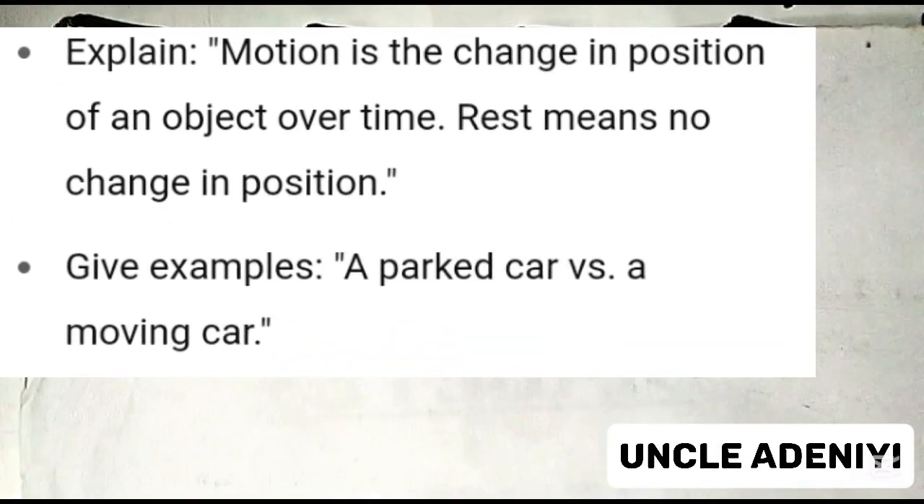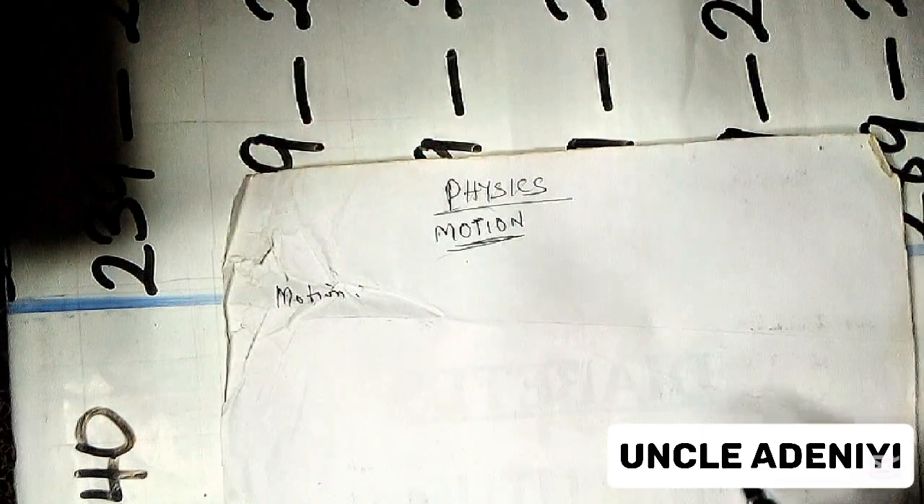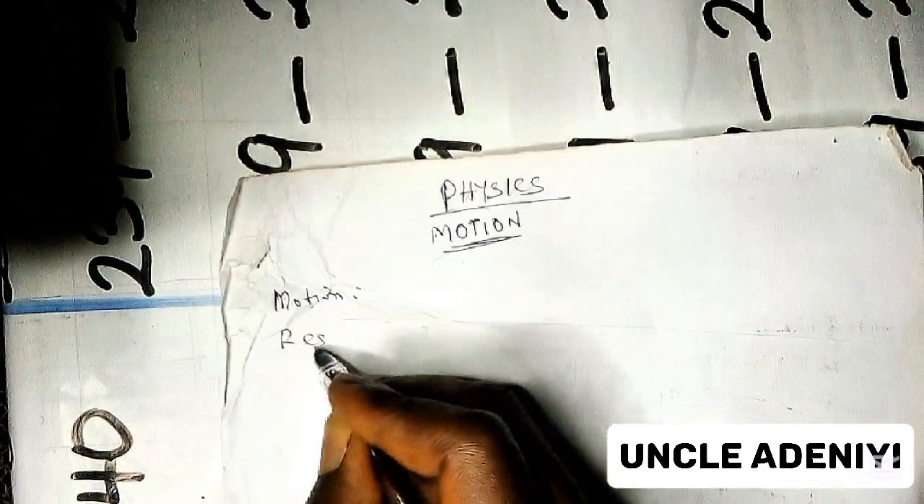Motion is the change in position of an object. An example is a moving car. When a car moves from point A to point B, you will say the car has changed position. So that is motion. Then under motion, we'll be talking about rest.